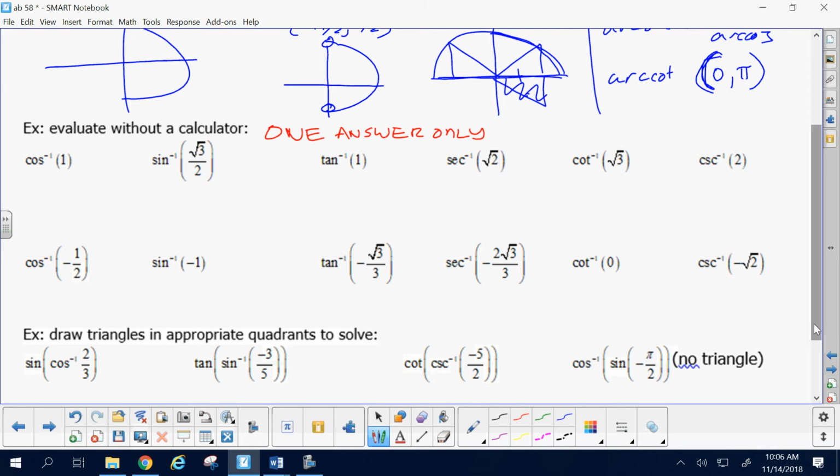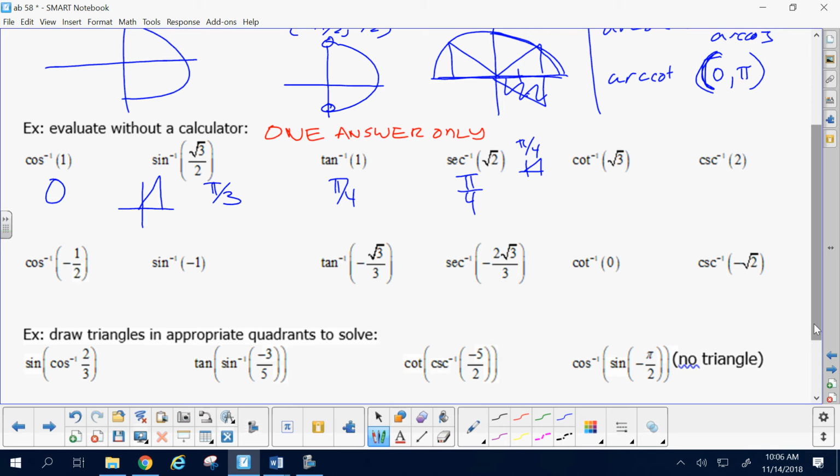Inverse cosine of 1 is 0. Arc sine or inverse sine of root 3 over 2 is pi over 3. Inverse tangent of 1 is pi over 4. Inverse secant of root 2 is pi over 4. You should see root 2 and think pi over 4, and then say what quadrant, and if it's positive, it must be in the first quadrant.